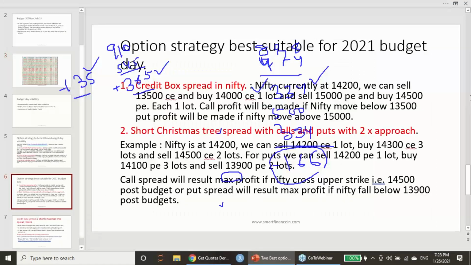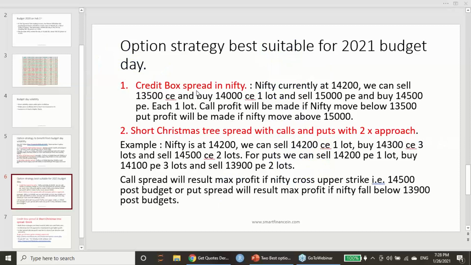So I have recommended two particular strategies for this budget day. One, credit box spread. First ask me why credit box spread this time. Is there any specific reason? Or why the Christmas tree option strategy this time? Is there any specific reason for that? You have seen the month of November till date.